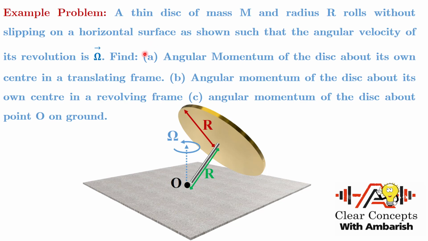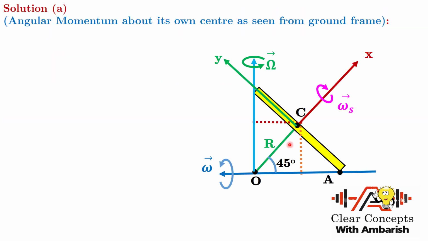Right now we'll focus on the first part, that is angular momentum of the disk about its own center in a translating frame. Now for finding the angular momentum about its own center, here is the center, and I have chosen the x-axis and y-axis such that they are principal axes. You can verify for yourself that the products of inertia will vanish about this x-axis and y-axis, and obviously the z-axis is along x cross y, coming outside. You can see that these are the principal axes of the disk passing through C.